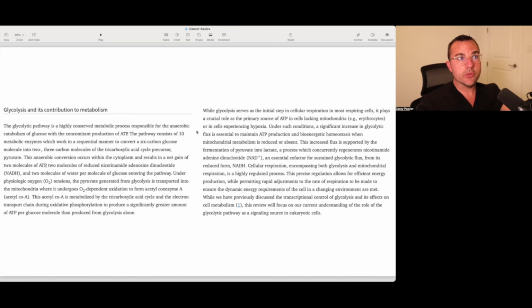While glycolysis serves as the initial step in cellular respiration in most respiring cells, it plays a crucial role as a primary source of ATP for cells lacking mitochondria, like erythrocytes or cancer cells, or cells experiencing hypoxia, again, cancer. Under such conditions, a significant increase in glycolytic flux is essential to maintain ATP production and bioenergetic homeostasis when mitochondrial metabolism is reduced or absent. The increased flux is supported by the fermentation of pyruvate into lactate, a process which concurrently regenerates NAD, an essential cofactor for the sustained glycolytic flux, from its reduced form NADH.